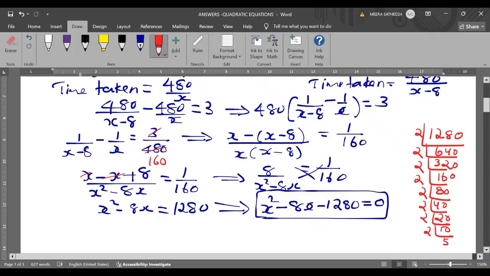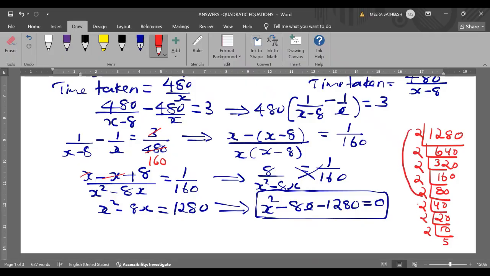So here 2, 2s are 4, 8, 16, 32. Take up to this, let us see. This is 32. This is 40. The difference is 8, no? 32 and 40, difference is 8. So here the middle term is negative, that means the bigger number is negative.